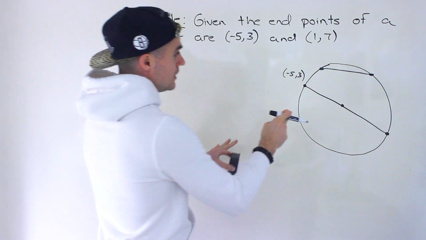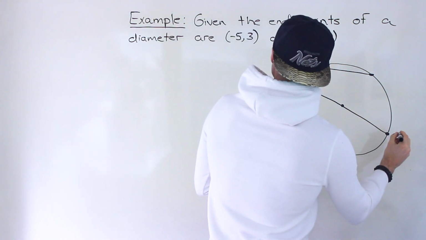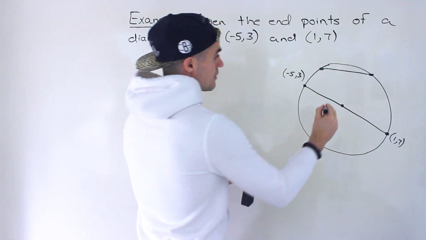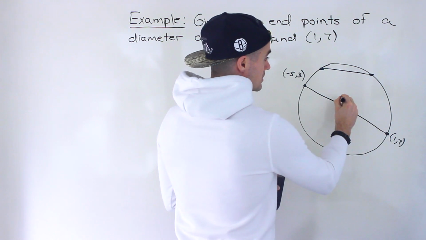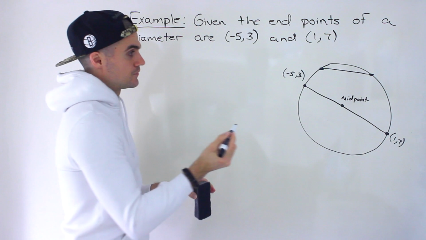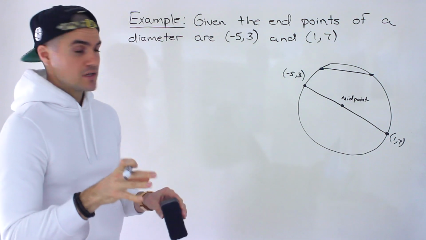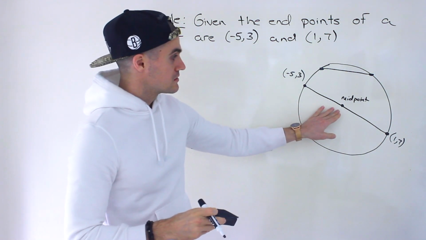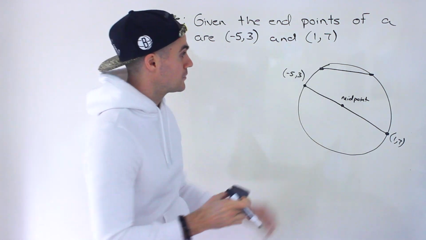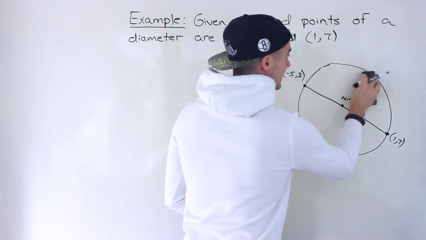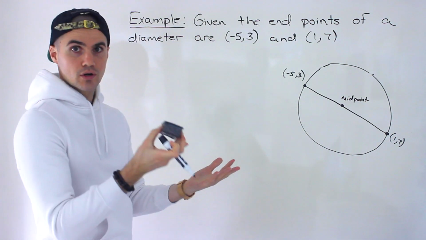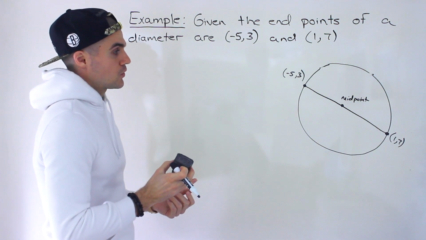This is not to scale, but the center of the circle is actually going to be the midpoint of the diameter. And so that's what we're going to be doing. We have to first find the midpoint of the diameter, and that's actually going to be the center of the circle. So any diameter that you draw on a circle, its midpoint is always going to be the center. So that's what we're going to do to find the equation.